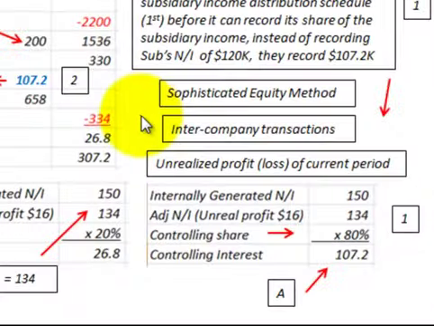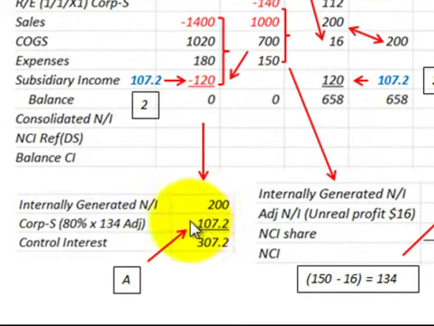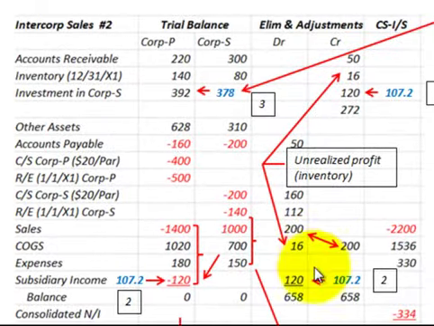Okay, now for our adjustments and our eliminations. But before we move on, I want to make a point. For the sophisticated equity method, we calculated a controlling interest share of the subsidiary's income of $107,200, and that compares with the simple equity method, where for the parent we just took 80% of the adjusted income of $134,000 for $107,200.